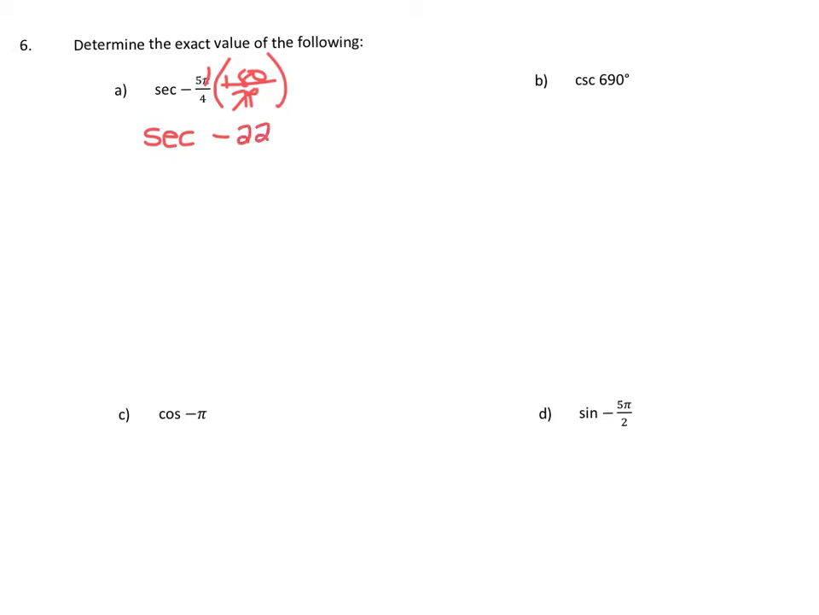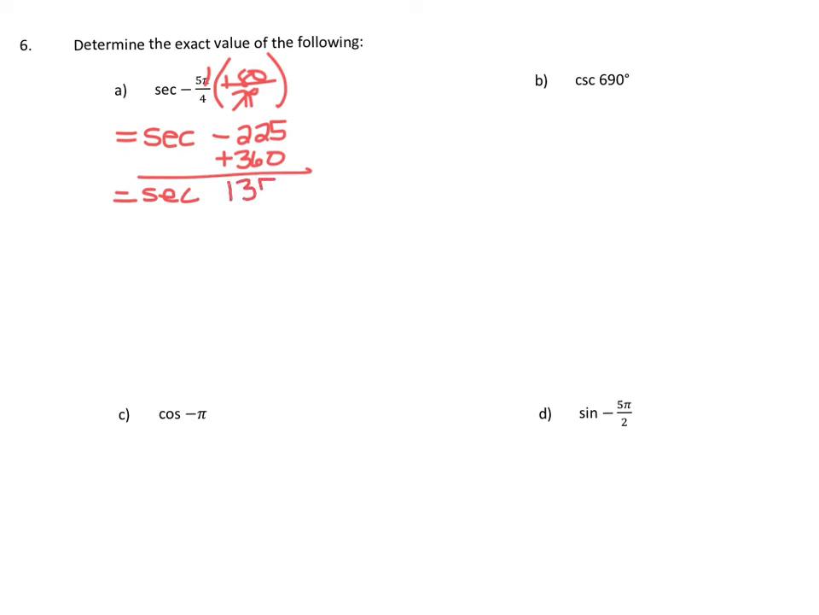Okay, so now this is a negative angle. So we want to make it positive by adding 360, right? We want to add on a full circle and still end up in that same spot. So I'm going to bring down the secant. I'm going to keep bringing down the equal sign. So this is equal to secant of negative 225 plus 360 is 135.